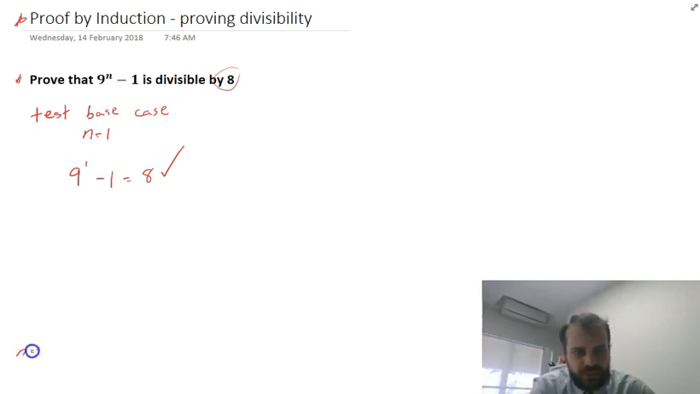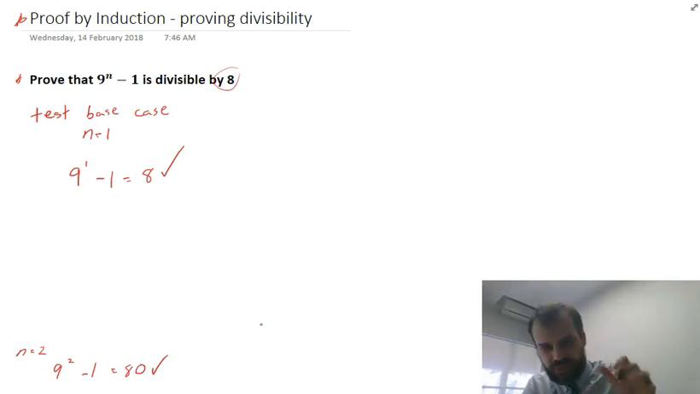But if n was equal to 2, then we'd have 9 to the 2, which is 81. Subtract 1, 81 minus 1, 80. 80 is also divisible by 8. Alright, I'm pretty comfortable here. I've got 2 test cases now, but you only need to do 1. Now let's figure out how to prove this. So we're going to do our induction step.